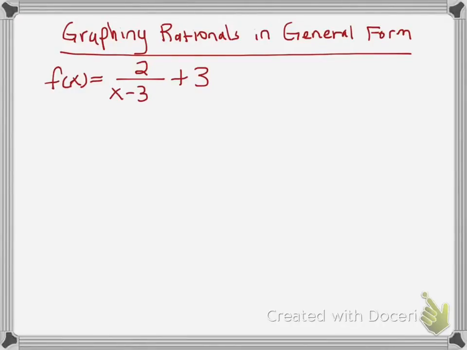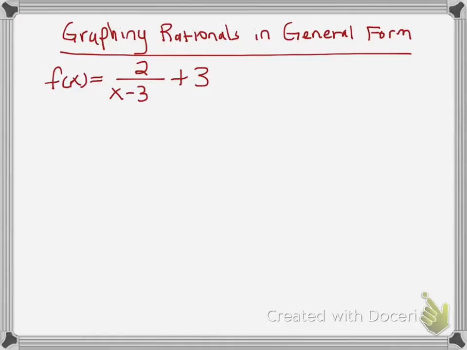All right, so this example is going to be graphing a rational equation in general form. So you can see we have this function f of x is equal to 2, divided by x minus 3, and then after that, added by 3. This is our general equation. Within this general equation we have three things that we're really interested in: our a value, if it's positive or negative, our transformation to the right or left, and our transformation that's going to be up or down.